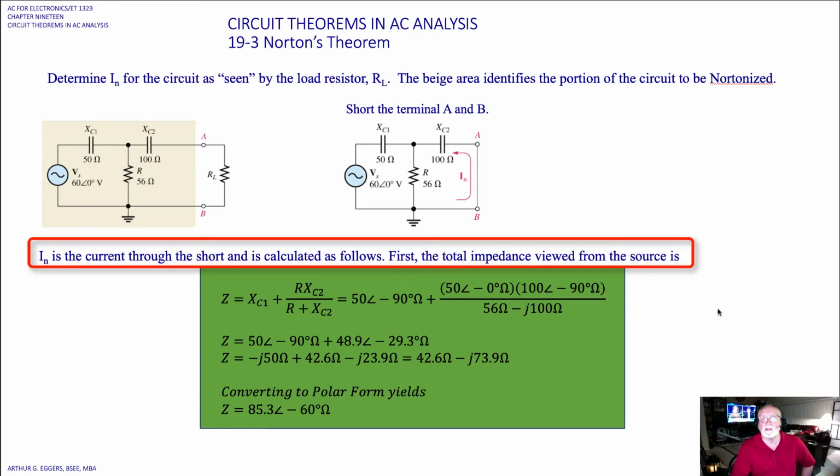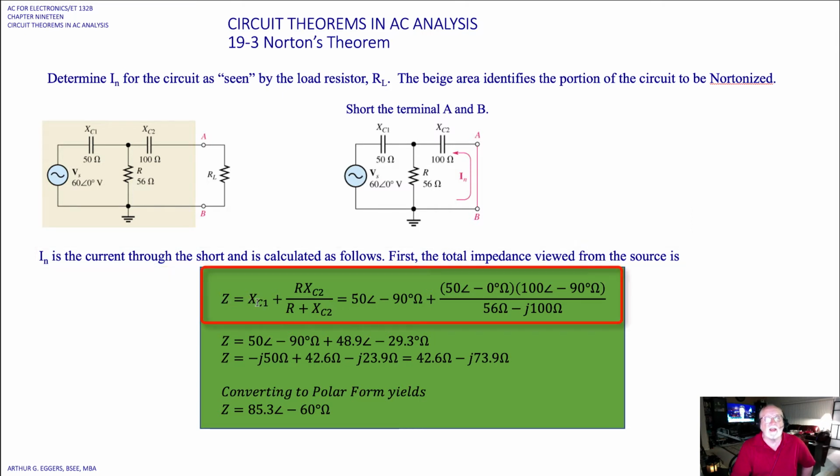First, the total impedance viewed from the source. So we calculate X sub C1 plus the product over the sum for R and X sub C2. Those two together form the parallel combination of X sub C2 and the resistor. That is 50 at an angle of minus 90 degrees for X sub C1, plus 56 times 100 at an angle of minus 90 degrees, over 56 minus j100 ohms.